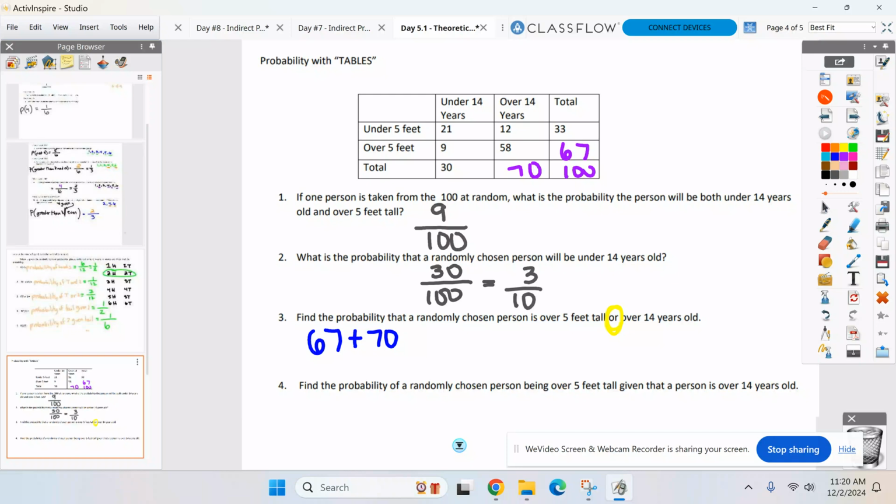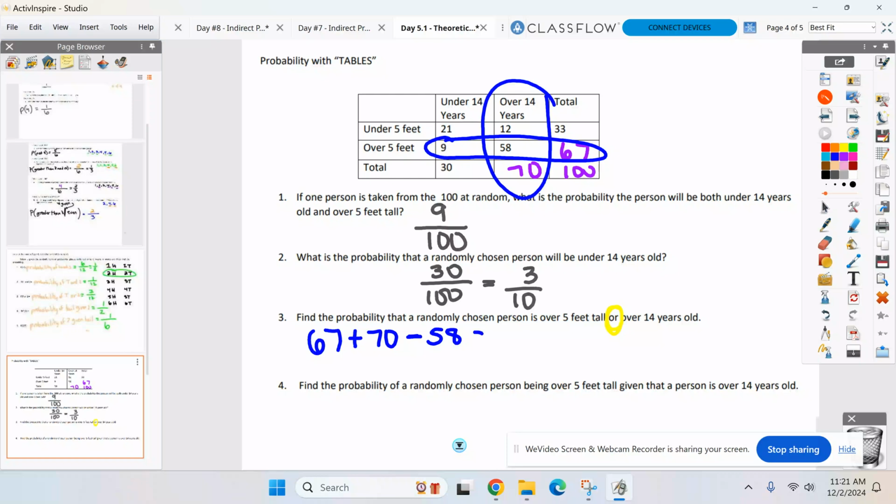Why did that happen? Because watch. Where's the over 5 feet tall? Counted some people twice. Look, over 5 feet, over 14 years old. I believe we counted a group twice, didn't we? We did 9 plus 58, and then we did 12 plus 58. What group did we count twice? 58. The 58 people. So when doing an or probability, that's why I had you circle it, you cannot count people twice. So you have to subtract out 58 people that we counted twice. So watch out with the ors. You cannot count people twice.